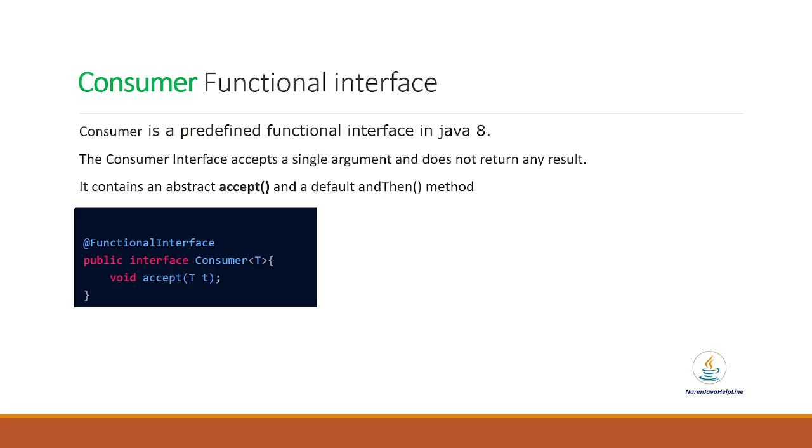Consumer has only one method, that is the accept method. It consumes, it takes arguments, but it never returns anything. The return type is void. I'll take one demo example so you will have more clarity.